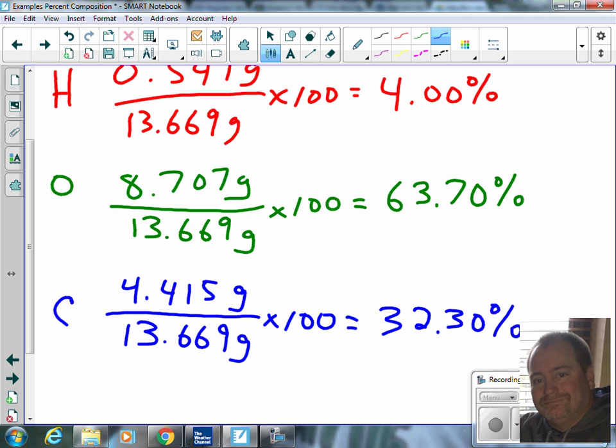So my check reinforces my work and tells me, yes, you did it right, Mr. Brown. Questions over percent composition? Can you give me a thumbs up here?